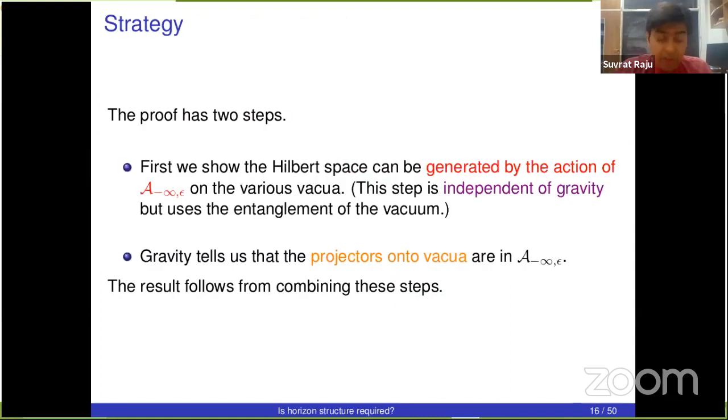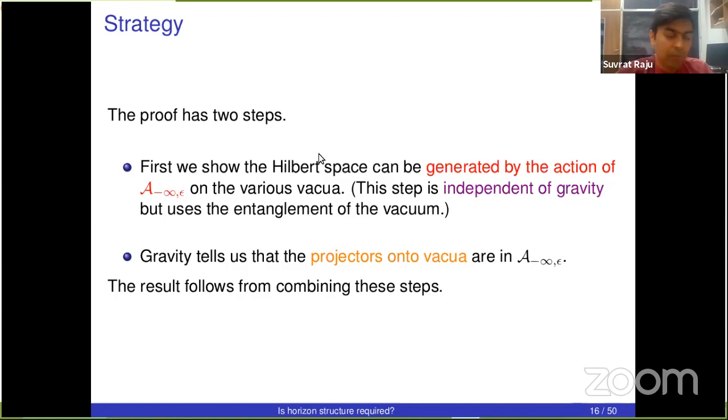Okay, so what is the strategy to show this result? There are going to be two steps in this proof, and I apologize that this is slightly technical, but very soon we'll go through the technical part and then I'll try and say more physical and intuitive things. But let me just try and give you the proof as concretely as I can.